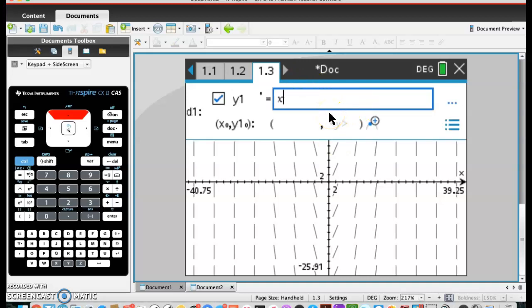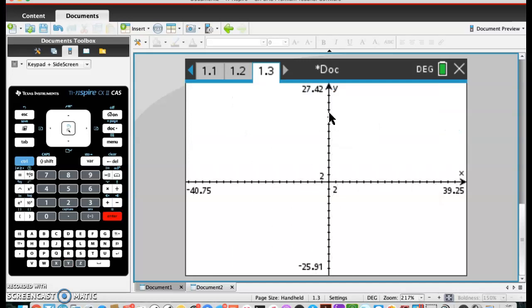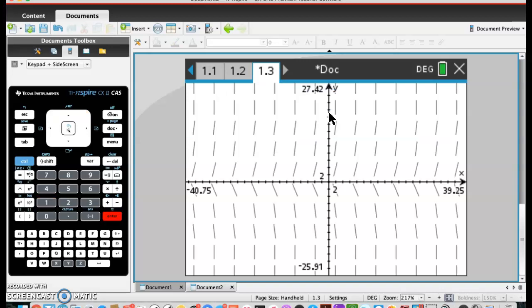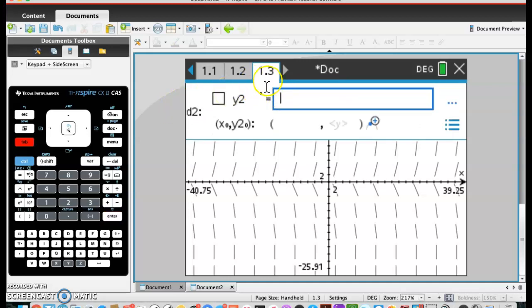If I change this from x to y, I'm going to get nothing. Uh-oh, why did I get nothing? That's right, Lucas. I have to put a 1 on there for y1. And now watch, if I move in the x direction, the slope doesn't change. If I move in the y direction, the slope does change. It gets slopier.